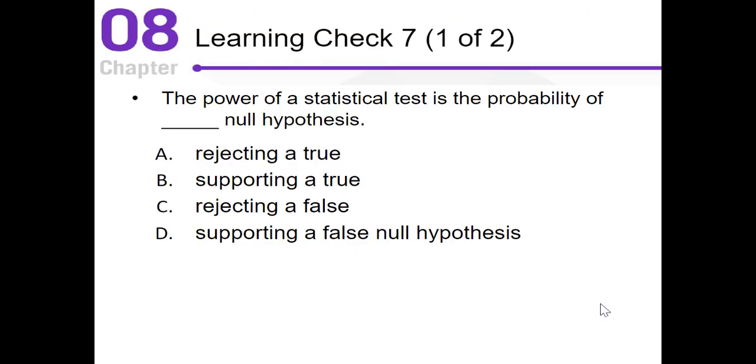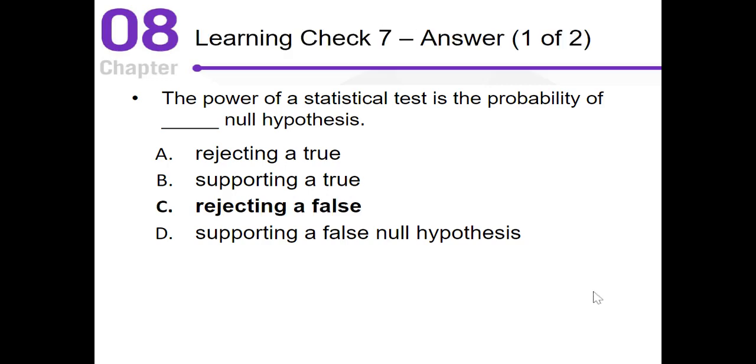So let's do another couple of learning checks here. The power of a statistical test is the probability of blank the null hypothesis. What would be the correct answer? So the power tells us the probability of C, rejecting that null hypothesis.